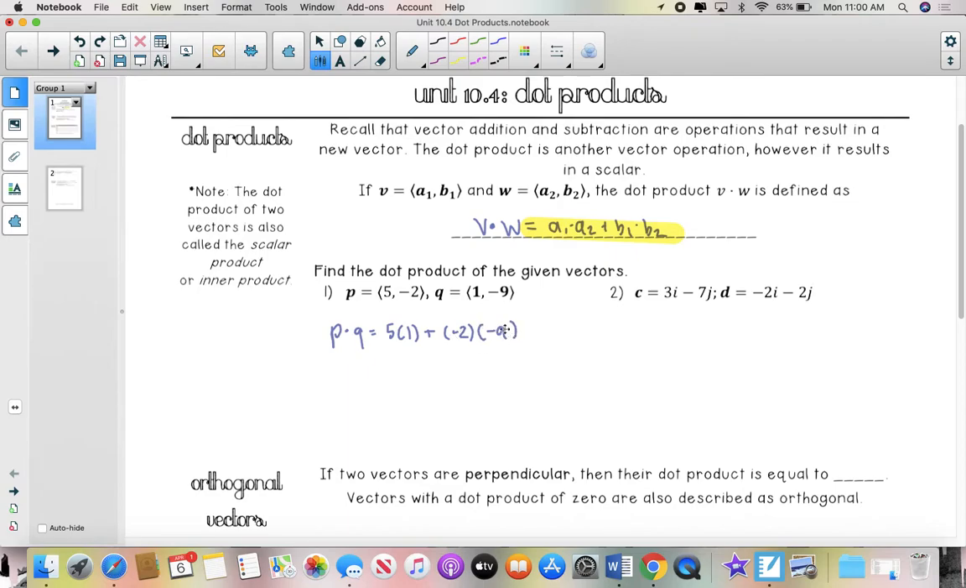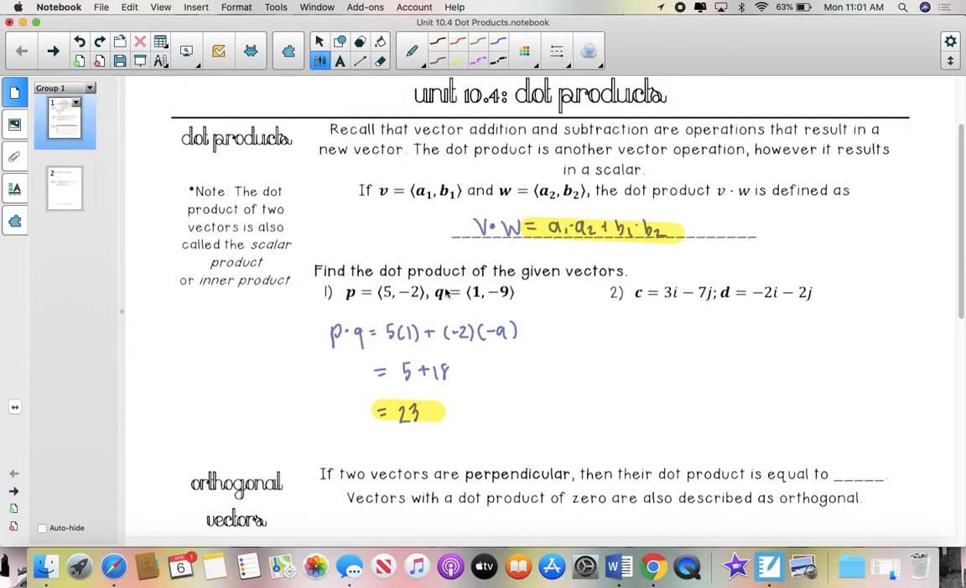And then negative 2 times negative 9. So you're going to get the 5, you're going to get the 18, and you're going to add those two together and you get 23. So the dot product is a numerical answer. Why I try to write it in vector form is just beside me. So it's a numerical answer.